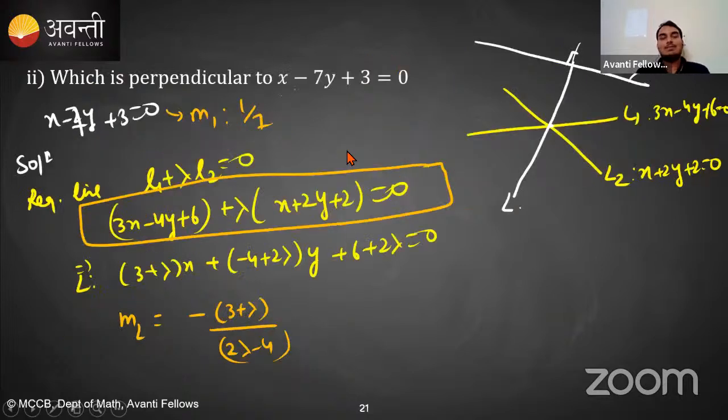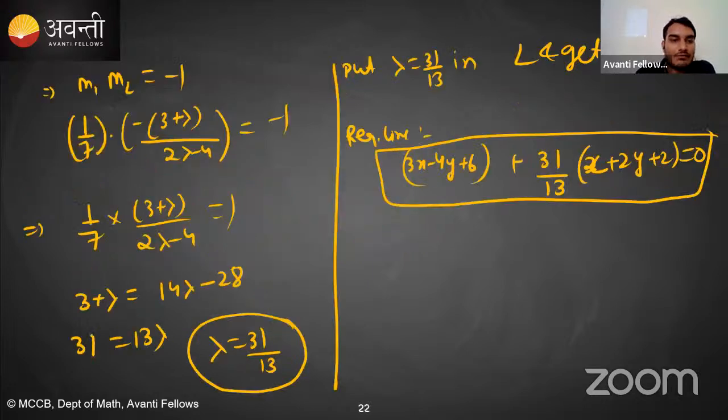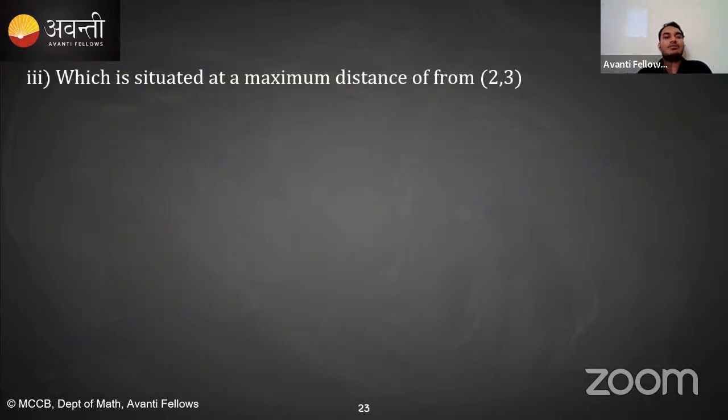What did the question say? The required line is passing through the point of intersection of L1 and L2 and perpendicular to our given line. So the required line can be assumed as L1 plus lambda L2. Now get the slope of the line L in terms of lambda. The question says this line is perpendicular to the line x minus 7y plus 3, so the product of the slopes is -1. So m1 into ml is -1. From there we get lambda. Put lambda in the original equation and you will get the line. Clear? Okay. If it is clear, let's proceed further.